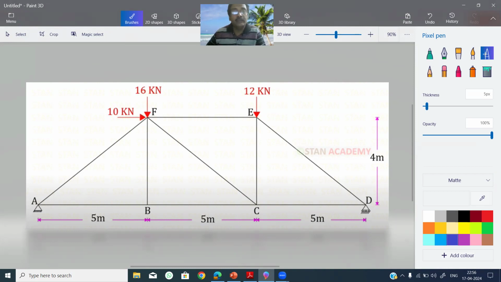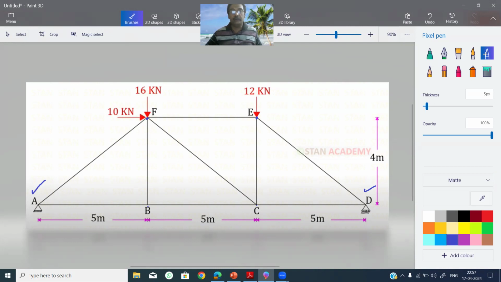Now you are seeing a truss. A is a hinge joint. D is a roller joint. Hinge support or roller support. And F, E, these two are loaded with 16 kilonewton, 10 kilonewton, and 12 kilonewton. And B is a joint. C is a joint.